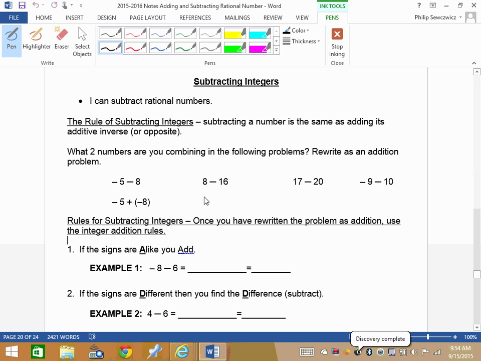So 8 minus 16 is the same as 8 plus a negative 16. Again, if we change it to an addition sign, the opposite of a 16 is a negative 16. 17 plus a negative 20. Negative 9 plus a negative 10. Again, adding its opposite.